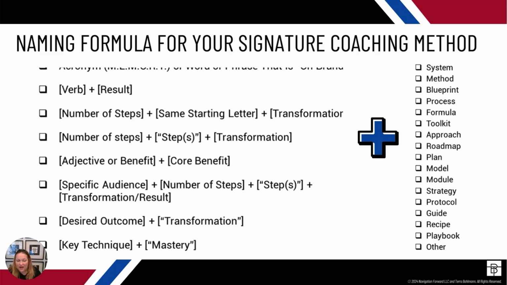So you would take whatever makes sense for the front end and then have the word system, method, blueprint, process, formula. I've used toolkit, approach, a roadmap, plan, model, module, strategy, a protocol, guide, recipe, playbook, or there's all kinds of others. But those are the ones I primarily have used as I've created signature coaching methods for people in the past. So it's just a way to package it up and make it feel like there's step-by-steps involved.